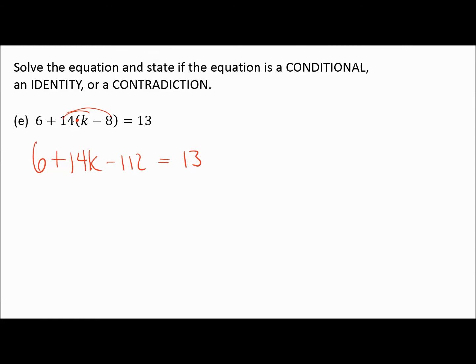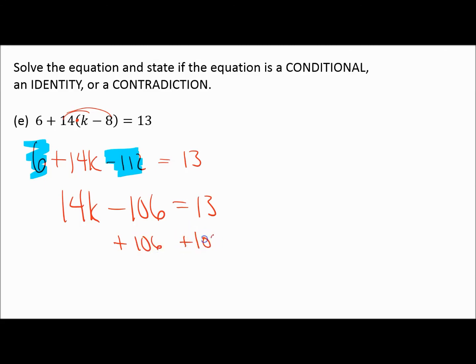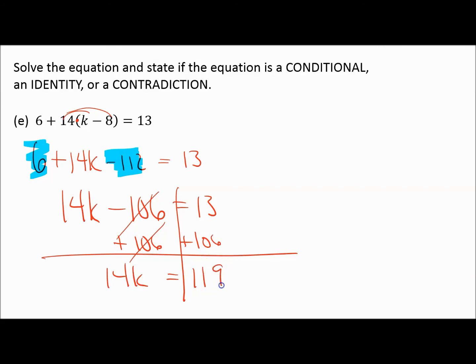Now I have like terms, they are just constants. So this 6 and this negative 112 we can combine together. So that's 6 plus a negative 112, which would be negative 106. So this is 14k, and I'm just going to write minus 106 equals 13. Now it's just to solve for k, so I'm going to add 106 to both sides of my equation. Remember, draw the line down your equals so it's on each side. Those cancel. I get 14k is equal to, now 13 plus 106 is 119.